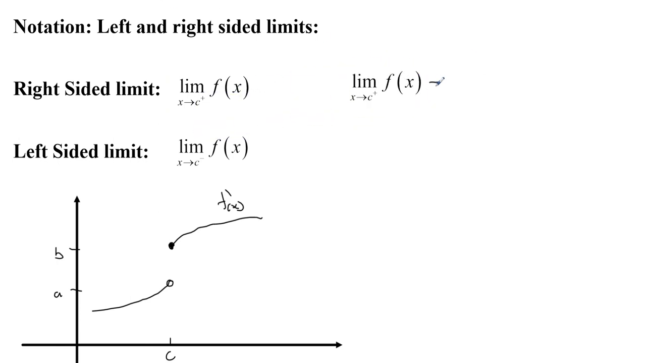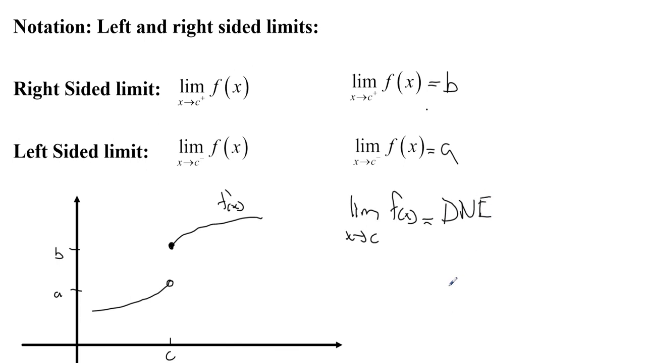So this right-sided limit here, I'm coming in from the right-hand side. I'm trying to see what happens as I come in from the right. Well, that limit is B. And then as I come in from the left side, let's clone that, move that over here. Coming in here, that limit is A. So both the left-sided limit and the right-sided limit exist. But if I say what is the limit as x goes to C of f of x, because these two are different, this does not exist. So the limit does not exist. It goes to two different values.